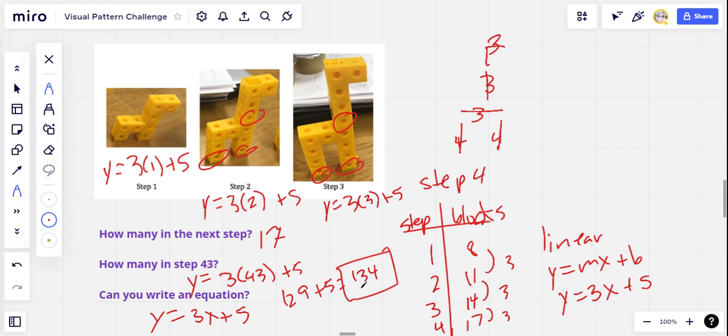Well, how did that go for you? Did you get 17 in step 4? Did you get 134 in step 43?